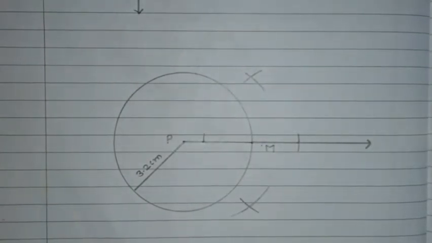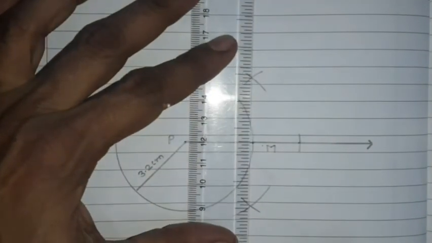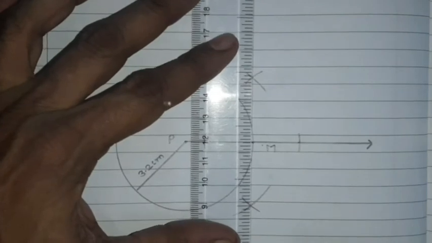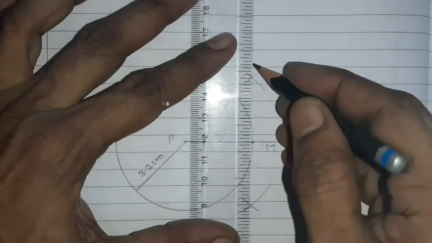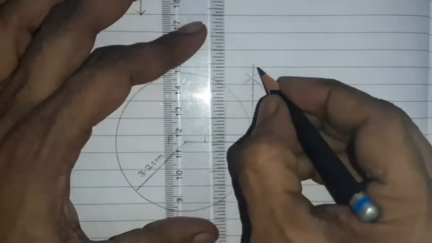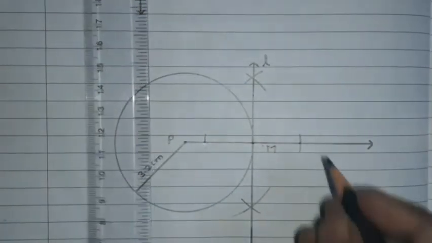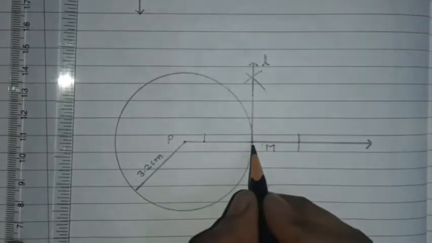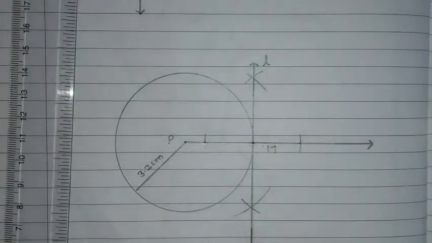Now, dear student, we got these two arcs. Join these two arcs with each other. That line will be passing through the point M, and that will be the tangent to the circle passing through the point M. Dear student, this is a line L. This line L is perpendicular to PM, that is the radius of the circle, and therefore this line L is the tangent of a circle passing through the point M.